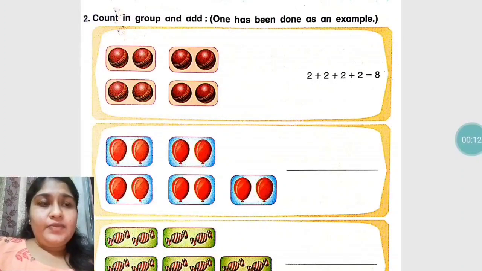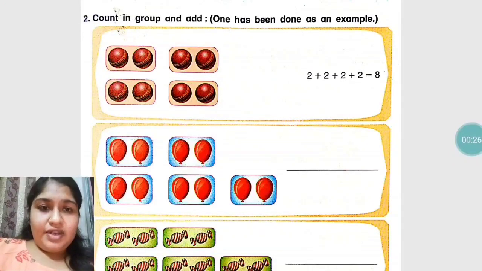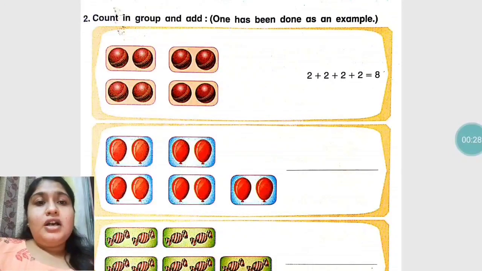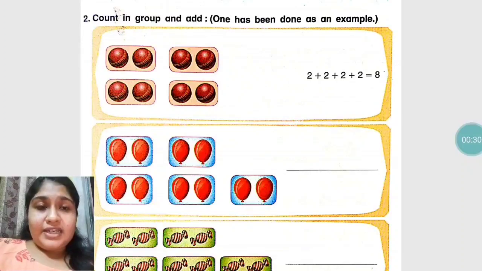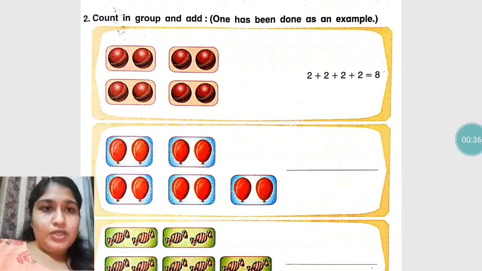One has been done as an example. Now here students, in this question, pairs are given. Okay, so in one box, objects are given in pair. As you can see, 4 boxes are given, and in each box, a ball is an object, and they are in pair. Okay, so how many pairs are there? 4 pairs students. As you can see, count it, 1, 2, 3 and 4.